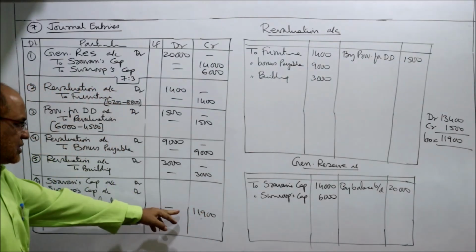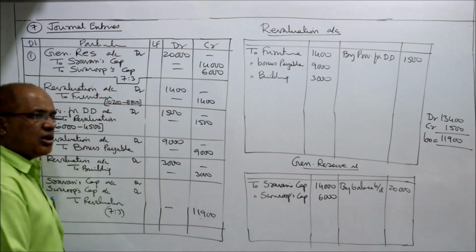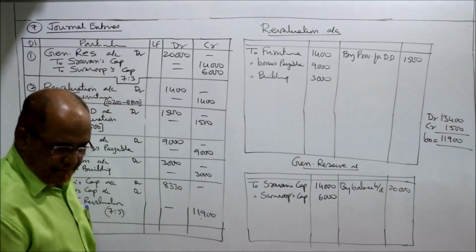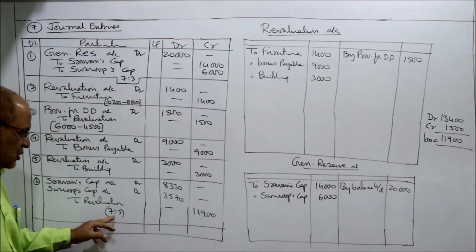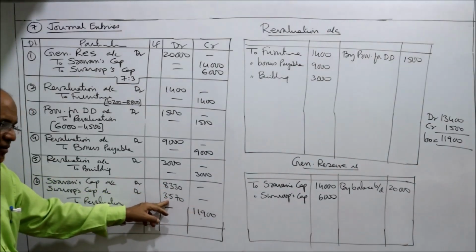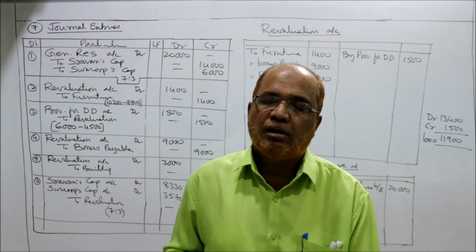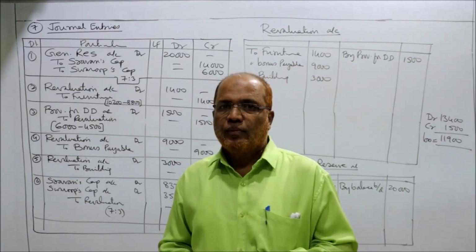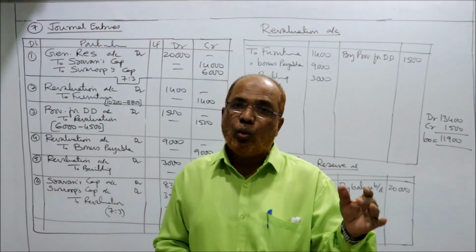11,900 is the loss. Now this will be divided in the ratio of 7:3, being the loss on revaluation: 8,330 and 3,570. 11,900 into 7/10, you will get this amount; 11,900 into 3/10, you will get 3,570. We write the narration: being the loss on revaluation transferred to old partners' capital in old ratio.